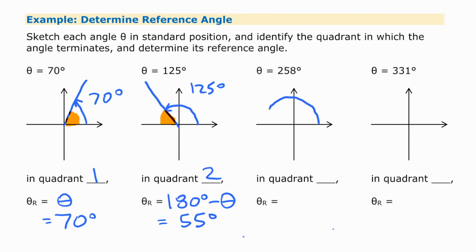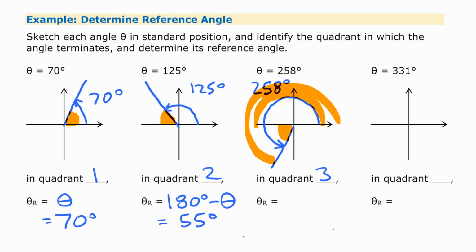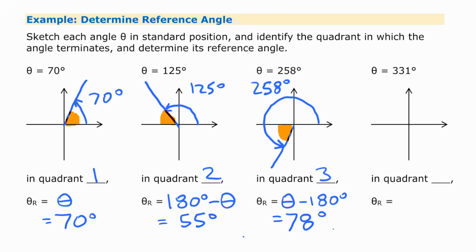258, this next one here, bigger than 90, bigger than 180. It's almost 270, just a little bit less. Terminal arm right there, 258, which is in quadrant 3. The reference angle in quadrant 3 is this angle back to the x-axis. So in order to find it, we take the angle and take away 180 from it. That leaves us this leftover part here, which is the reference angle. So theta r is going to be theta minus 180 in quadrant 3, or in other words, in that case, 78 degrees.